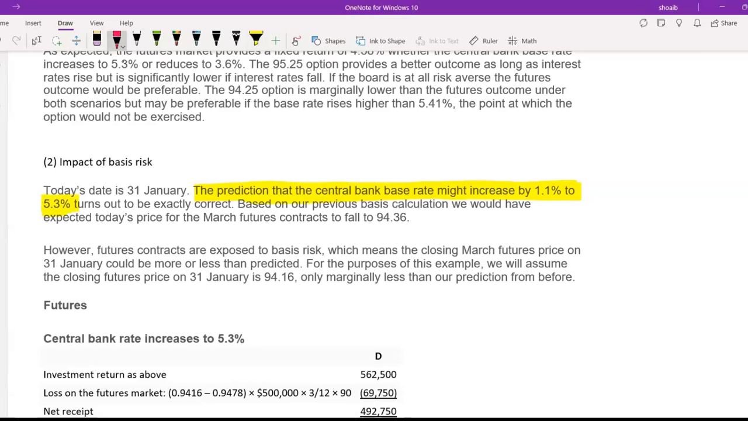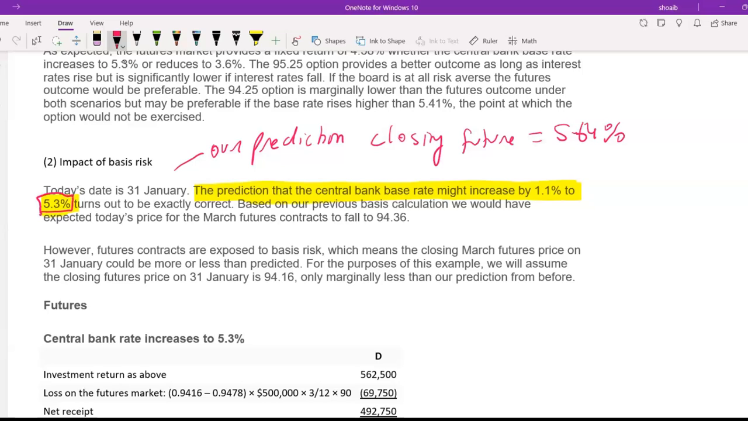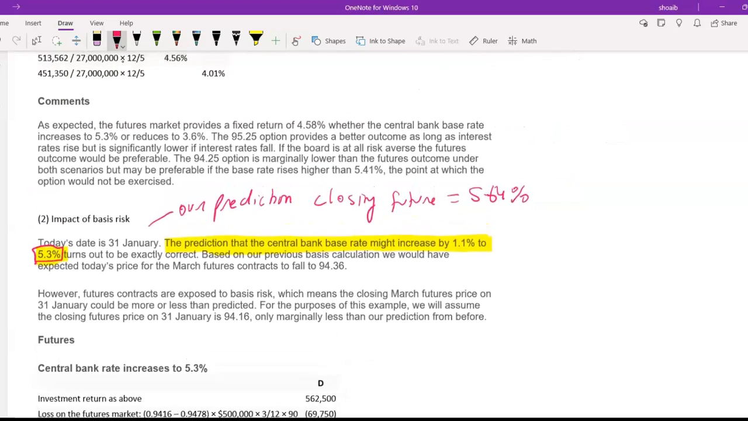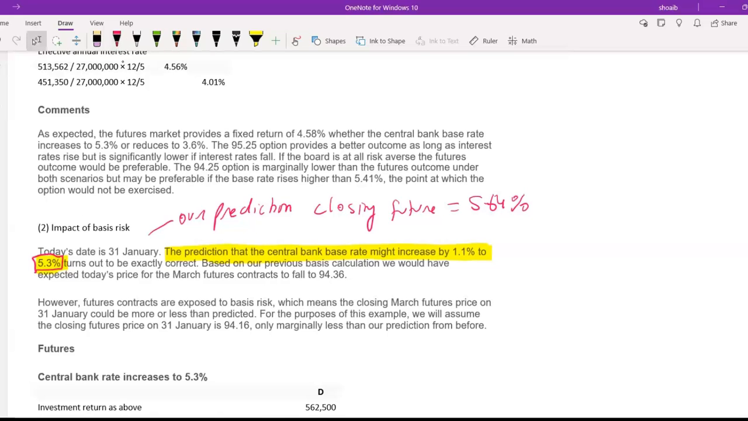Okay, what was in our prediction? What should be the future rate? What was our prediction? It should be 5.64. But in reality, it turns out to be 5.3%. So what will happen? Your effective rate will change. So how to solve it? Examiner will give you in the B part that closing future is not what you have predicted. It is different. Okay, no issue.